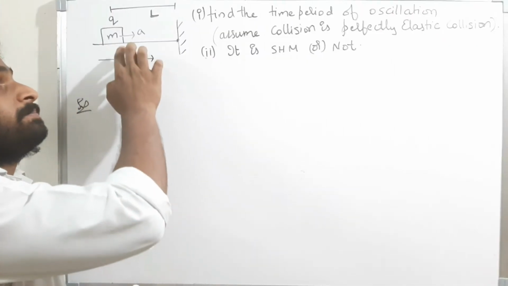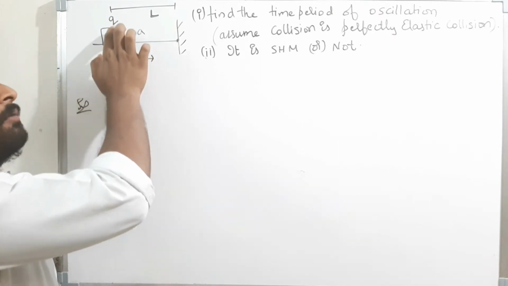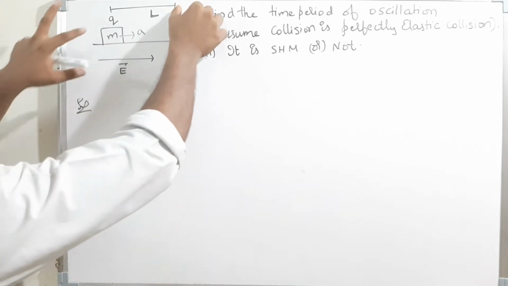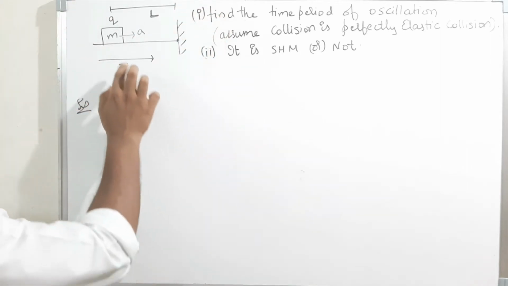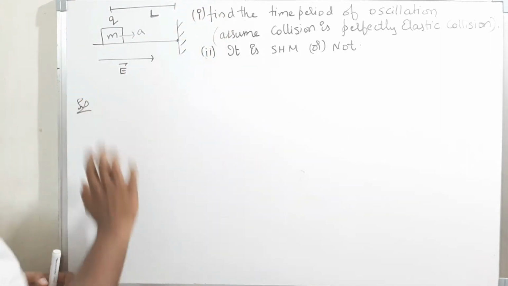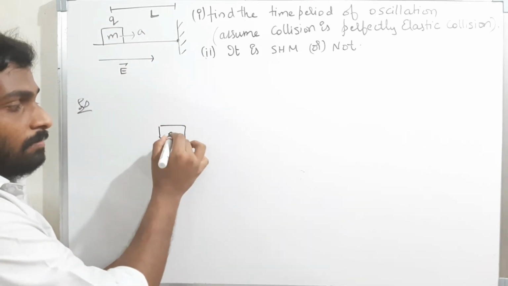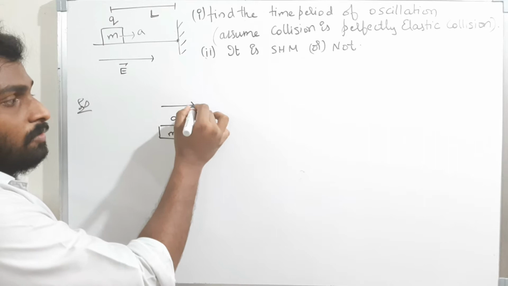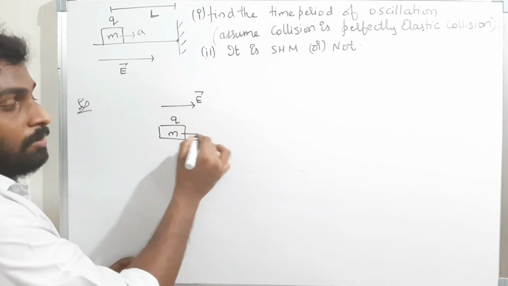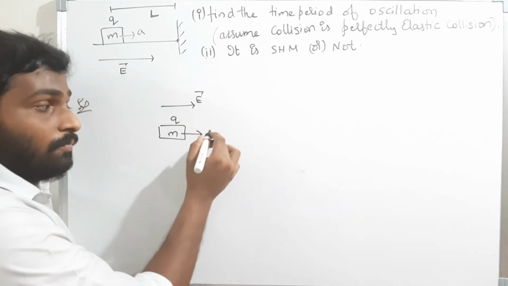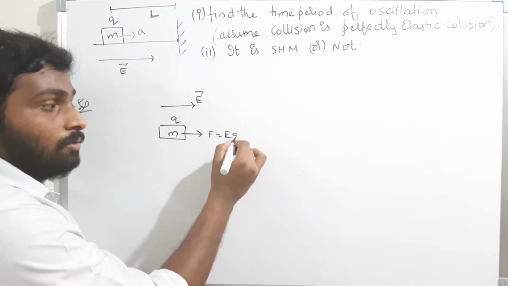Okay, see this question. A block of mass m having a charge q is kept on a frictionless surface at a distance L from the wall, and it is kept in a uniform electric field E. Now what will happen? This is a block of mass m having a charge q placed in a uniform electric field. Whenever a charge is placed in a uniform electric field, there will be a force on it. What is the force? F is equal to EQ.